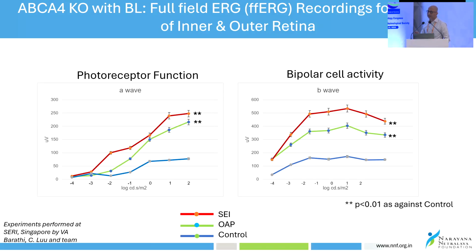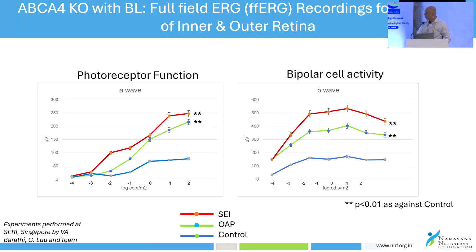This shows you the quantification of the ERG. This helps you understand and appreciate that both the SEI and the OAP systems are highly recombinogenic. One is far more superior because of the splice enhancing introns. You can see the improvement is much better than the other one.